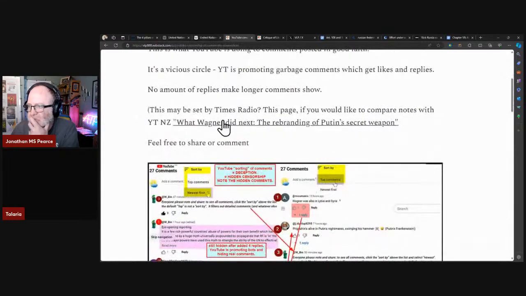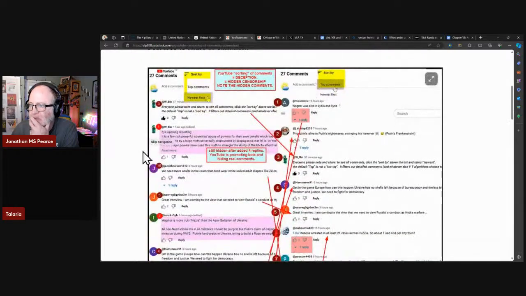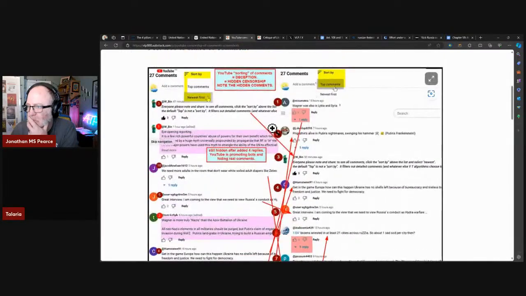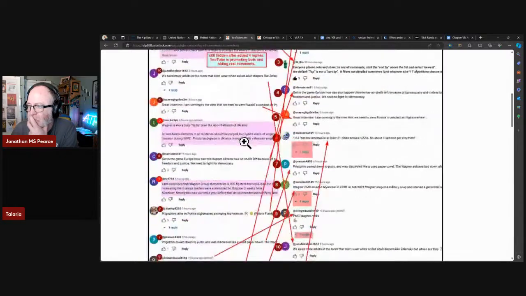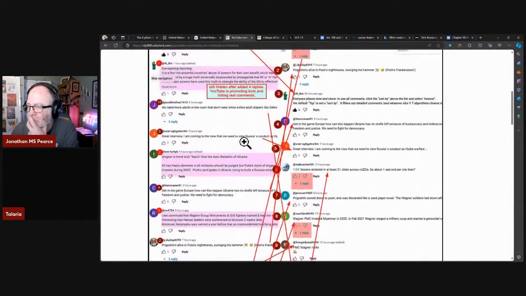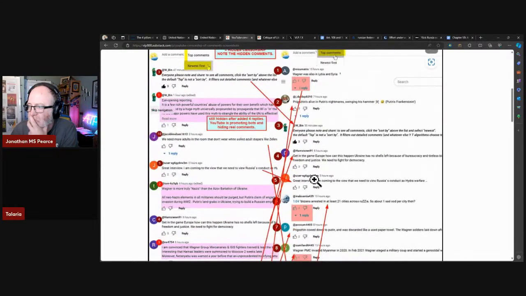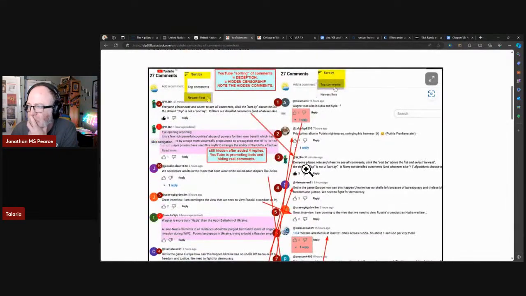Now, look at that. That was just a beautiful little example, and it was on Times Radio. It was on an English Times Radio upload, and so the deleted ones don't show. But you can look for yourself. I've highlighted the ones that are hidden, and you can compare the one-liners with the one-liners that are shown on the right-hand side.